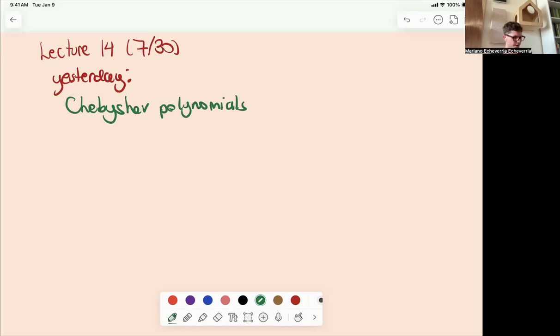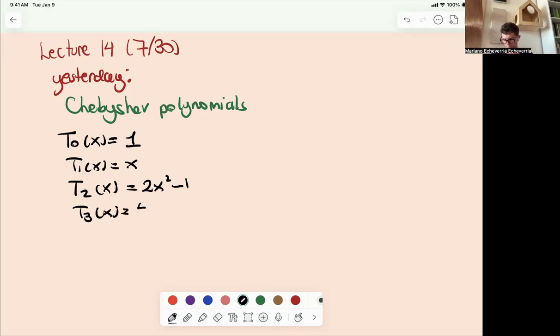So again, I'll just write the very first ones to have them written down somewhere. The degree zero Chebyshev polynomial is 1. The degree 1 Chebyshev polynomial is x. The degree 2 Chebyshev polynomial is 2x squared minus 1. The degree 3 Chebyshev polynomial is 4x cubed minus 3x. And for example, the degree 4 Chebyshev polynomial is 8x to the 4 minus 8x squared plus 1.